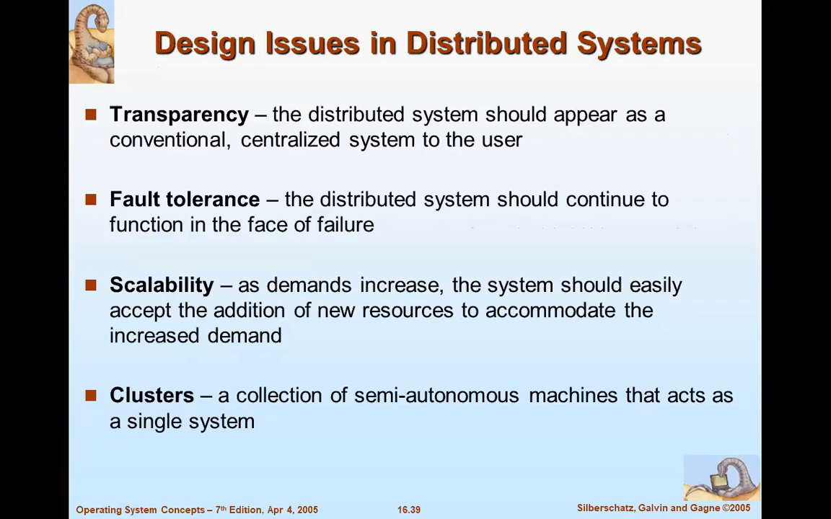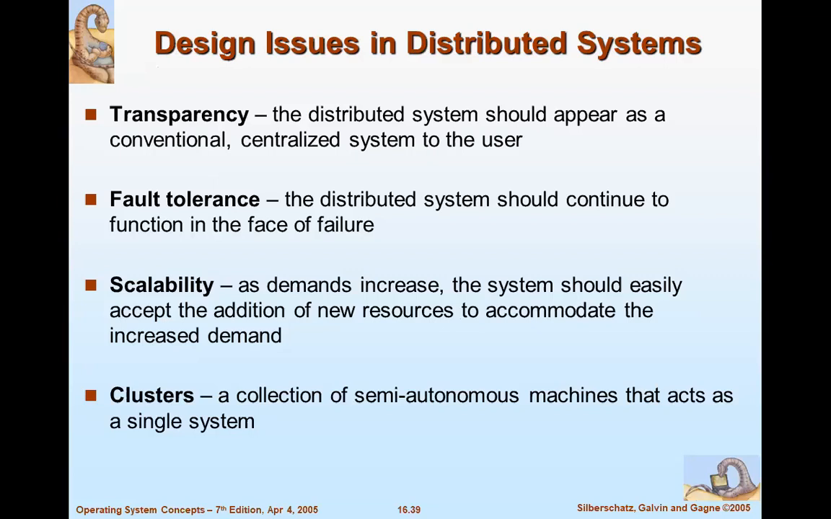There are certain design issues in distributed systems. The first one is transparency, where the distributed system should appear as a conventional centralized system to the user. Look at this, there is no visibility to the user from where he is getting service. As I told you, you are connected with the Google server, the Yahoo server, or the Facebook server, but you don't know with which server you are connected.